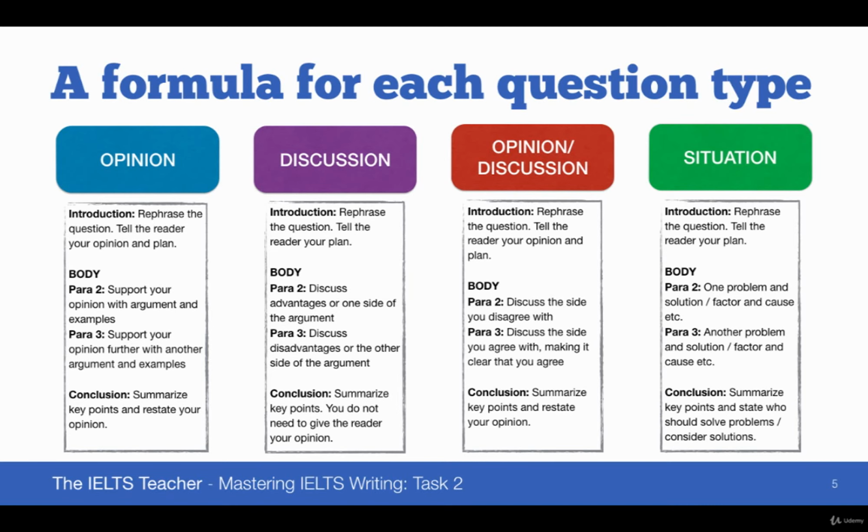Finally, the situation question is a little bit different to the other question types. It has its own template. We are going to rephrase the question in the introduction and we're going to tell the reader our plan. But then in the body, what we do is we look at one problem and one solution in each paragraph. One of the problems in big cities is the high pollution rate. To solve this problem, we should invest more in green energy companies, something like that. And you do the same thing again for paragraph 3, or the second body paragraph. In the conclusion, you summarize those key points and state who should solve the problems or consider solutions.